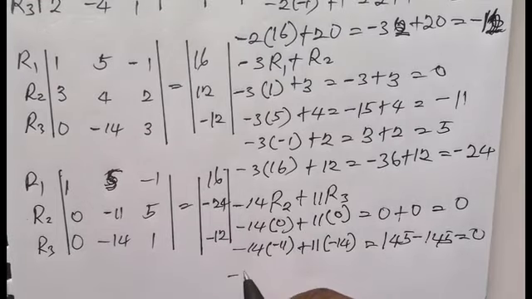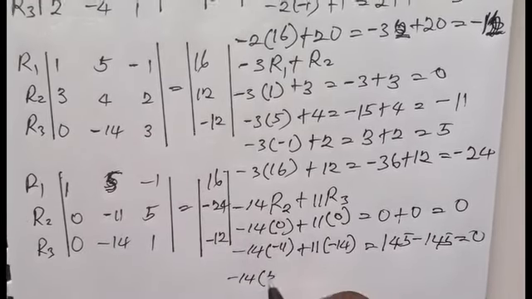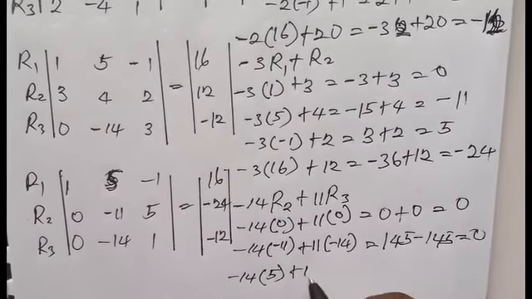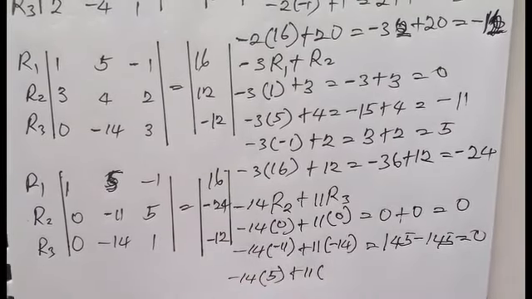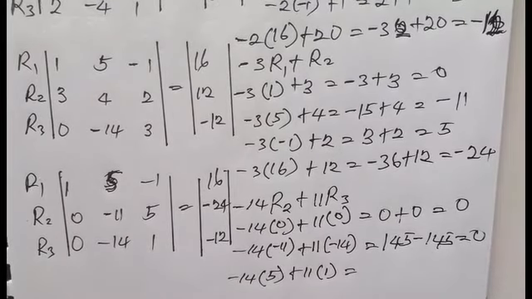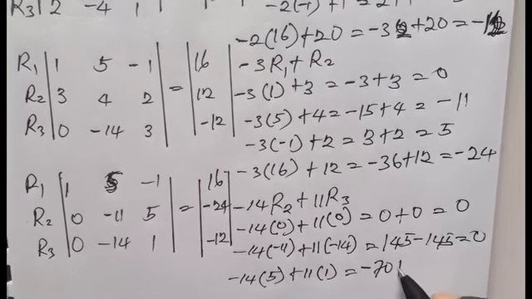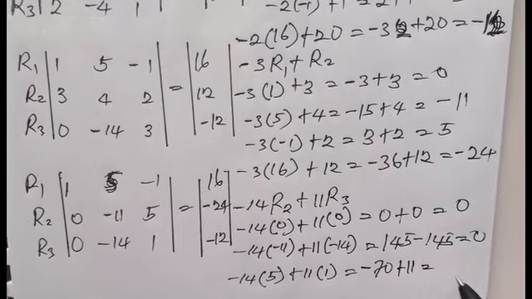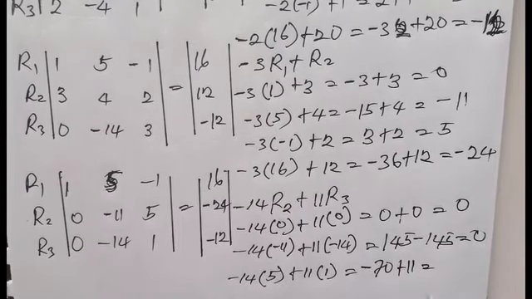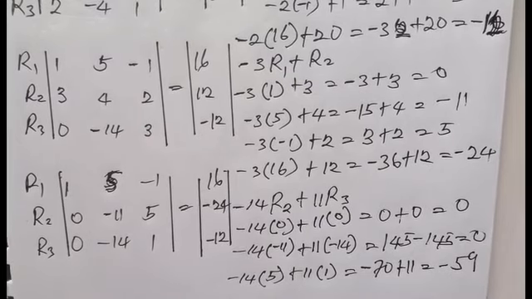Again, negative 14 multiplied by, of course, the third element in row 2, 5, plus now positive 11 multiplied by the third element in row 3, which is 1. And this is going to be equal to negative 14 times 5. That gives us negative 70, plus 11 times 1 is 11, and this is actually negative 59. Okay, so we have this.